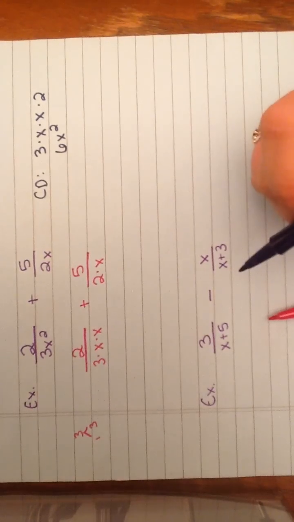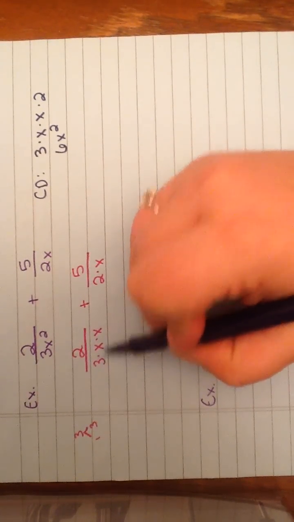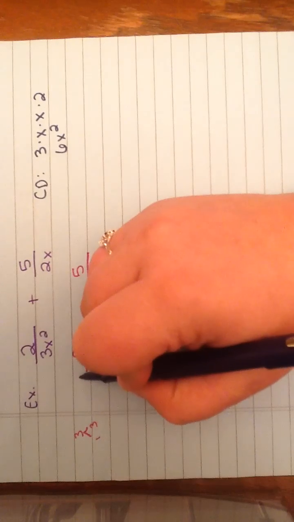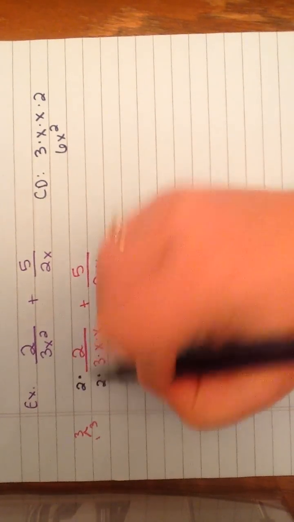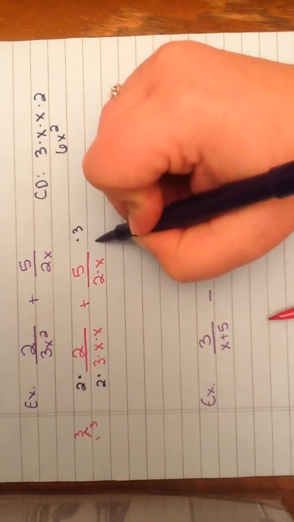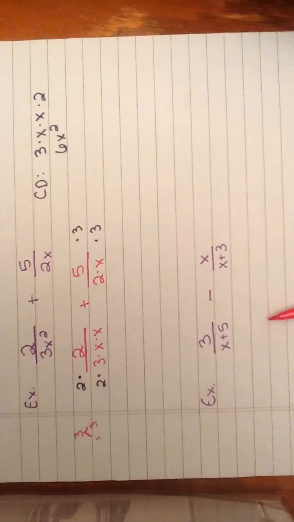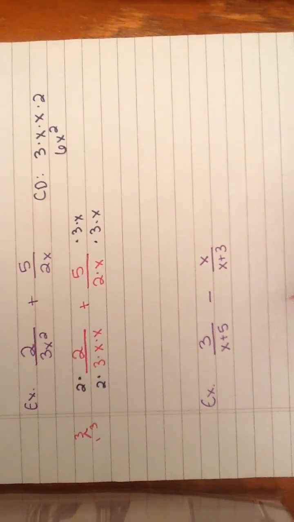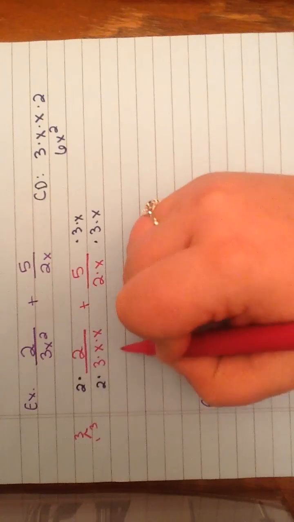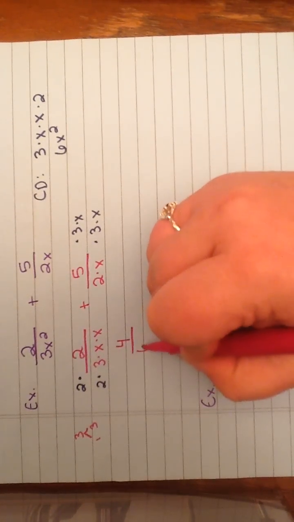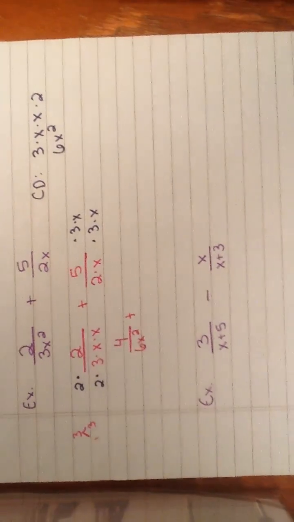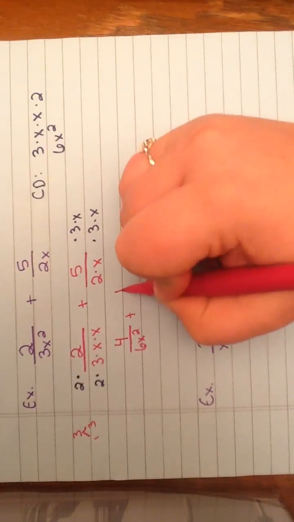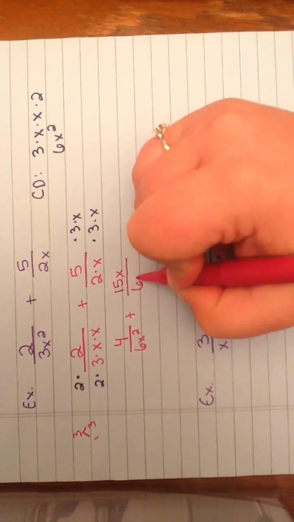So now I need to multiply both sides by what they are missing. This has a 3, an x, and an x. From this fraction I am missing a 2, and from this fraction I'm missing a 3. Is there anything else that I'm missing? Hopefully you notice that I'm also missing an x. So when I multiply, I need to multiply the numerator. That gives me 4 over the denominator, 6x squared. Then I also need to multiply the numerator on my other fraction. So 5 times 3 times x is 15x divided by 6x squared.